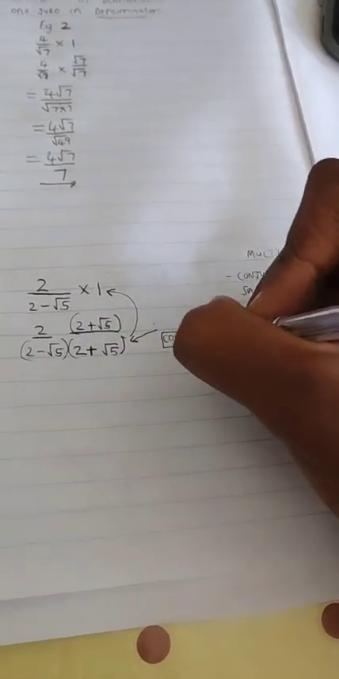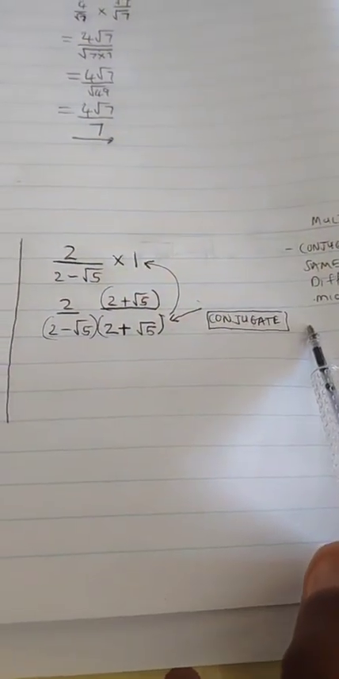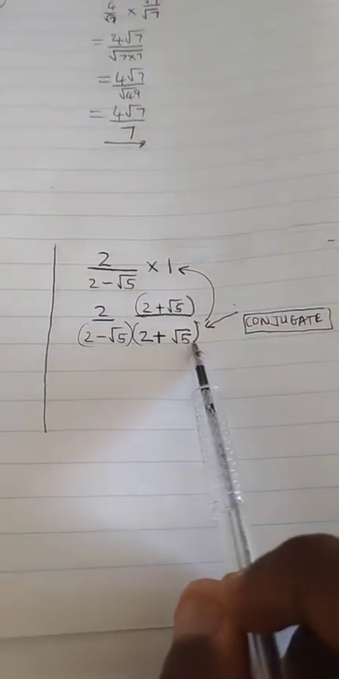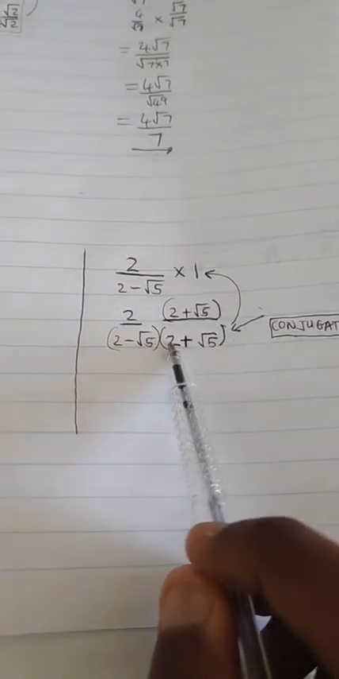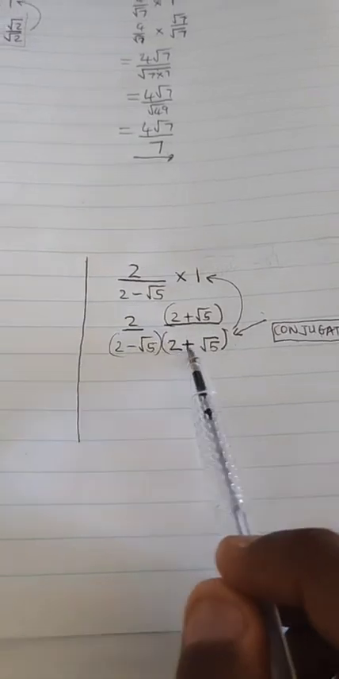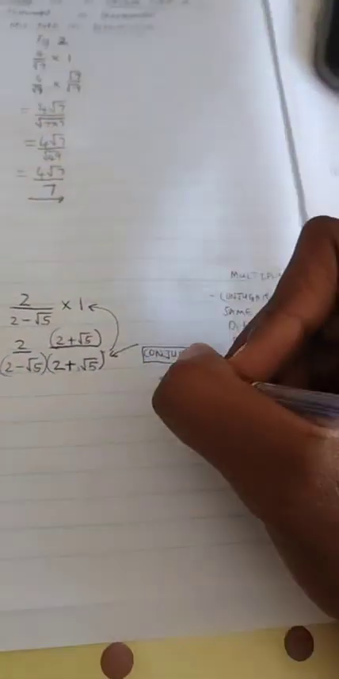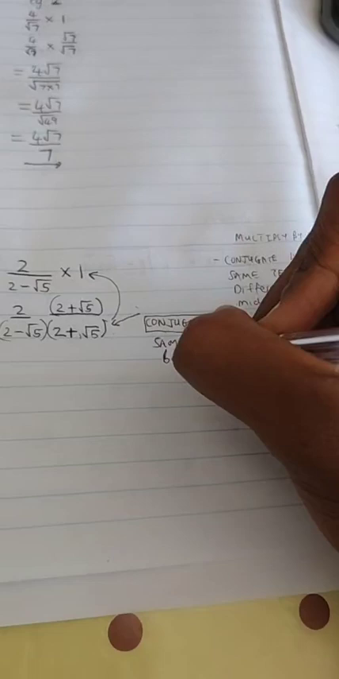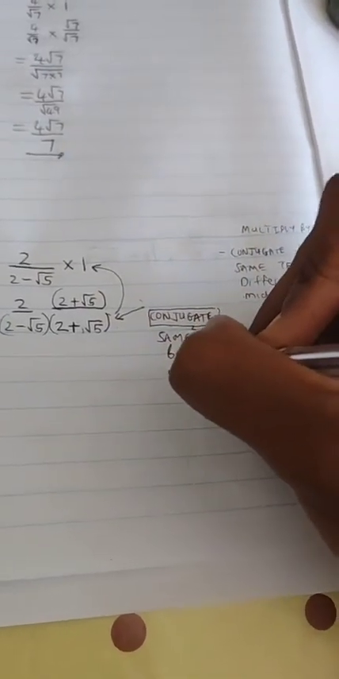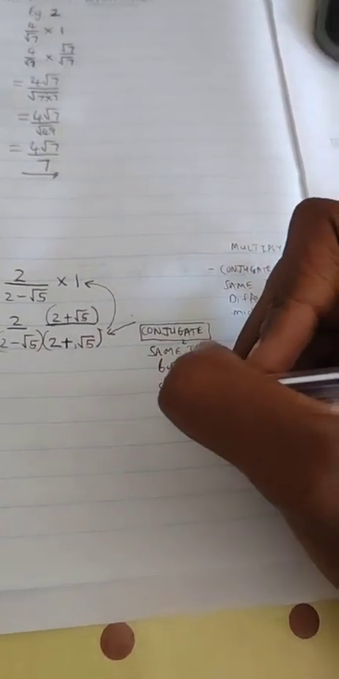If we are getting into mathematical terms, the conjugate. Why? Because the conjugate of 2 minus root 5 has the same terms, but different sign. Same 2 terms, but just with different signs. This is what we call the conjugate.